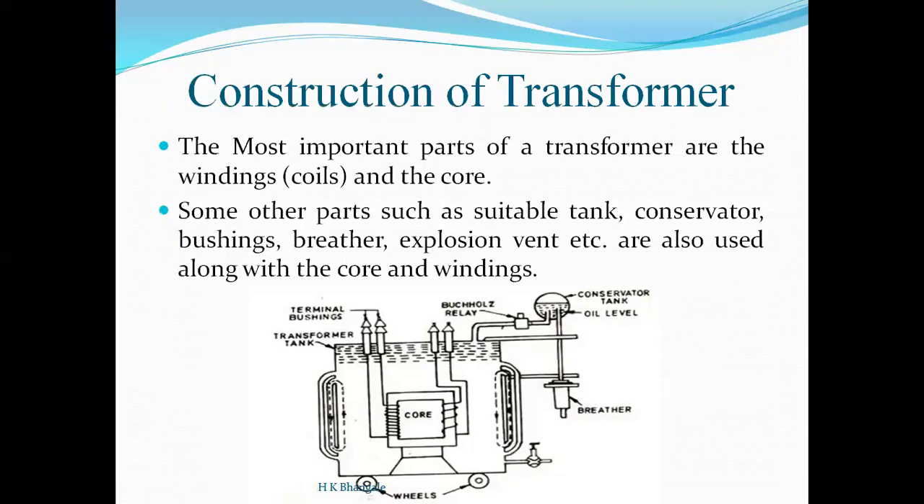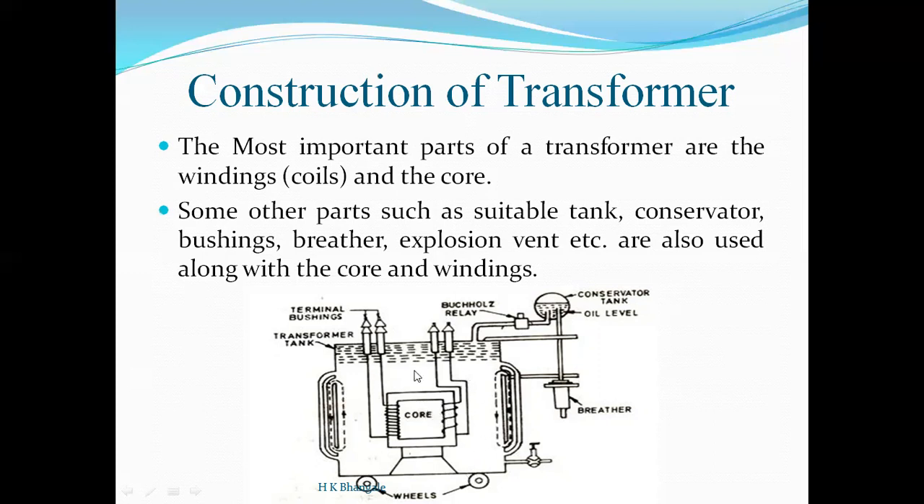Now let us see the construction of a transformer. Here the constructional diagram of a transformer is shown. Here the core is there, and on that core 2 windings are wound. Terminal bushings are there, and these windings are immersed in a transformer tank. Here the transformer tank is there.